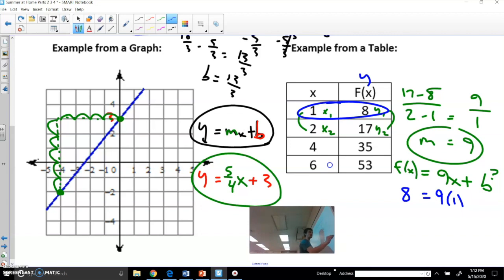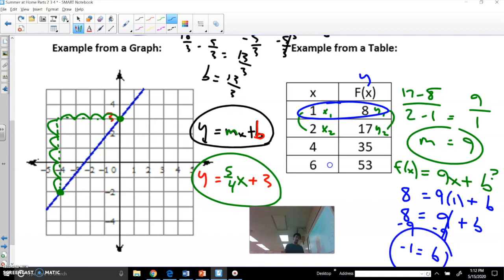And so I need to figure out what that makes my y-intercept. So let's think. 8 equals 9 times 1, which is 9. And really, 9 plus what number is 8? That would have to be a negative number. You'd have to subtract 1 from 9 to land on 8. And so when I solve for b, it looks like it's a negative value. So for this table, I would say this has to be 9x minus 1.